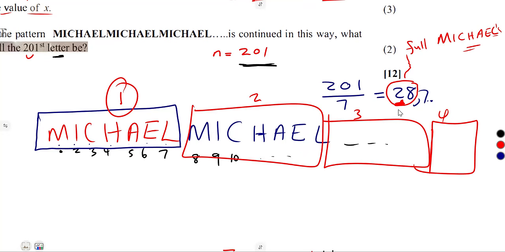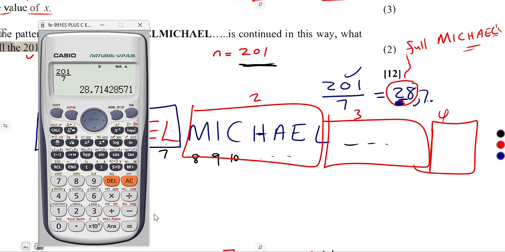So those 28 full ones, remember, each carries 7 letters. How many letters have we covered out of 201? Remember, 201 is the total. We take the whole number, 28. So we say 201, our total, minus 28 times 7. Remember, we covered 28 full Michaels, each Michael having 7 letters. So we subtract. 5 is the remaining.